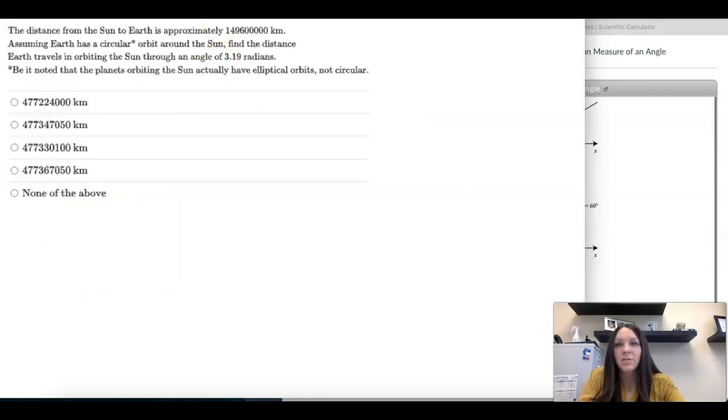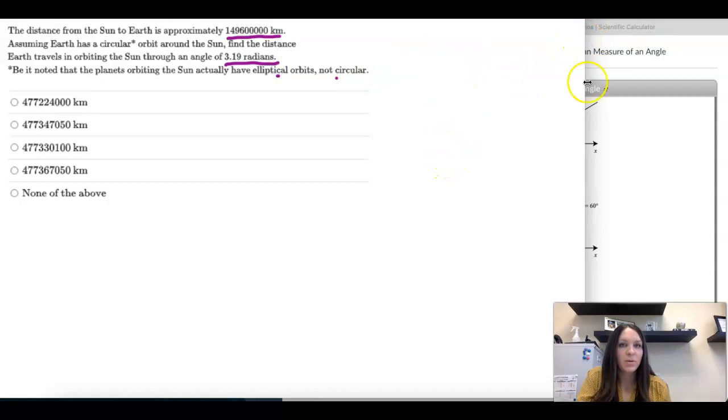All right, the distance from the sun to the Earth is this really long number, in kilometers. Assuming the Earth has a circular orbit around the sun, and then it tells us to be noted that planets actually have elliptical orbits, not circular. But we're assuming it's circular. Find the distance the Earth travels in orbiting the sun through an angle of 3.19 radians.